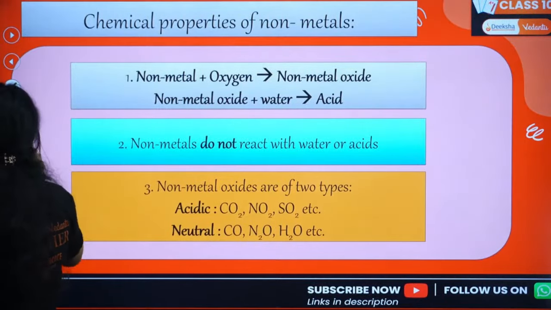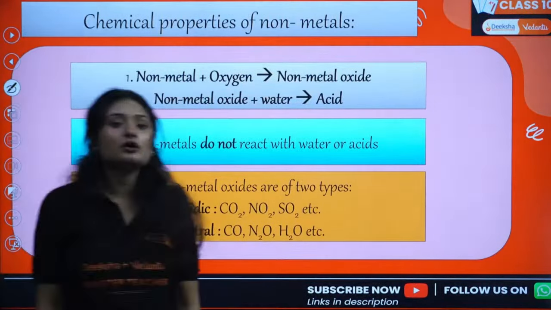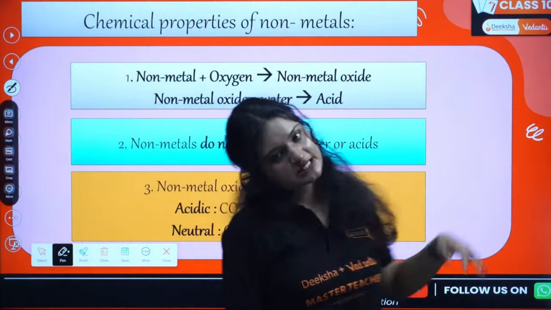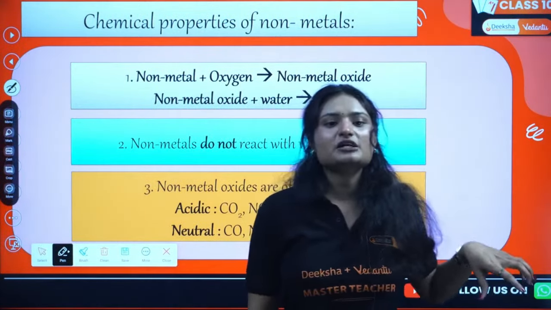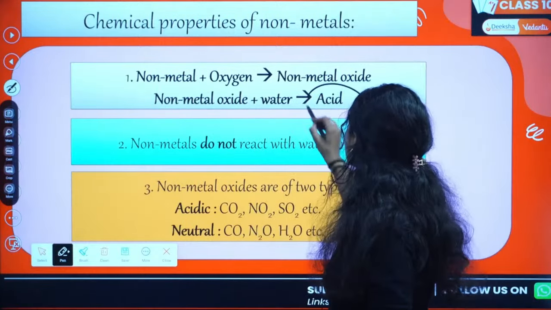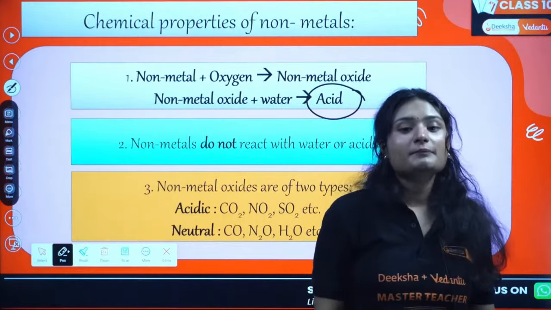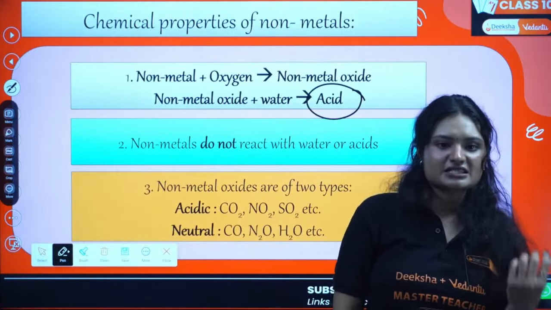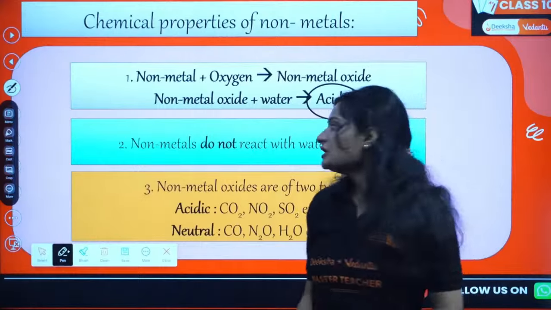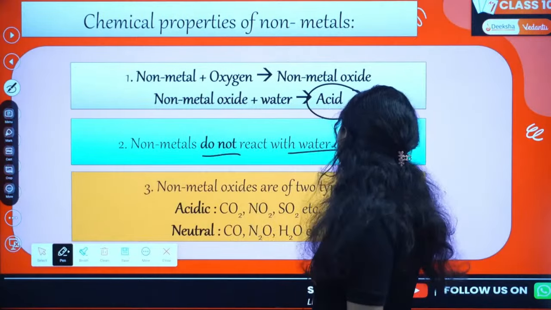Then we are talking about chemical properties of non-metals. Again, non-metals do react with oxygen, and we get non-metal oxide. These non-metal oxides are acidic in nature. Why? Because if you combine a non-metallic oxide with water, what are you getting? You are getting an acid. Non-metals do not react with water or acids.